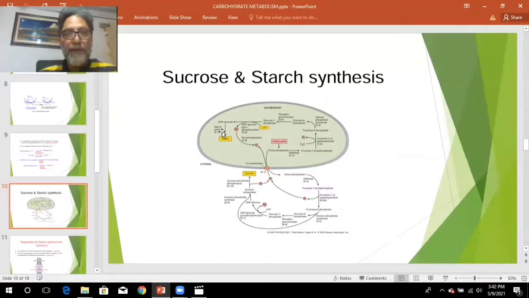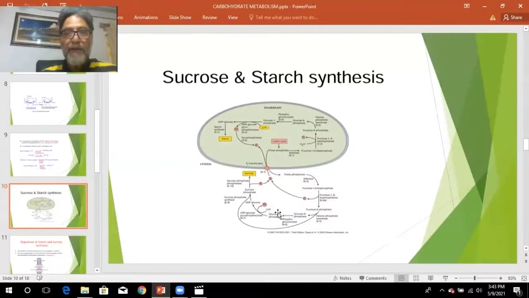As I have given the summary in the earlier slide, you will see the synthesis of the starch. Mostly the starch will be produced during the daytime, because during daytime there is tremendous production of triose phosphates, which will be reduced, resulting in the formation of glucose, and the glucose will be converted into starch. But there is a communication between the two, that is the chloroplast and the cytosol.